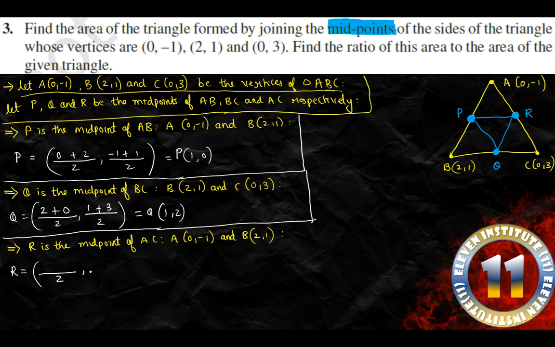here we have whole divided by 2, again we have whole divided by 2, and here we have plus. So we will add the first two numbers which are 0 and 2, the next two numbers which are -1 and 1. So 0 plus 2 is 2, 2 upon 2 is 1, -1 plus 1 is 0.